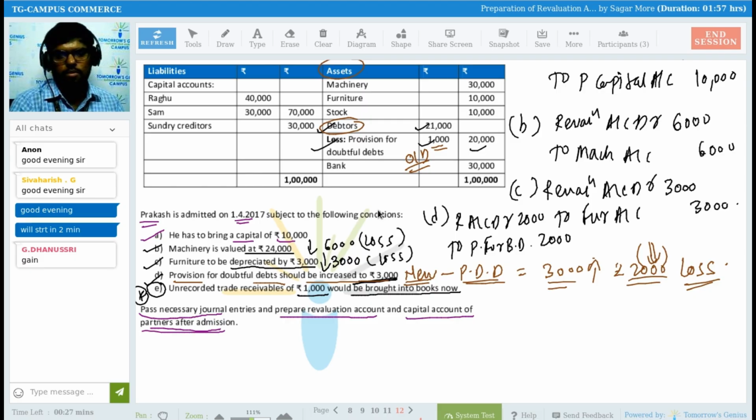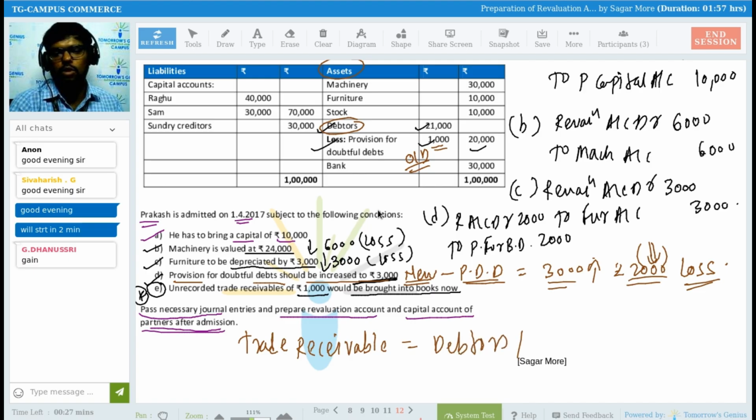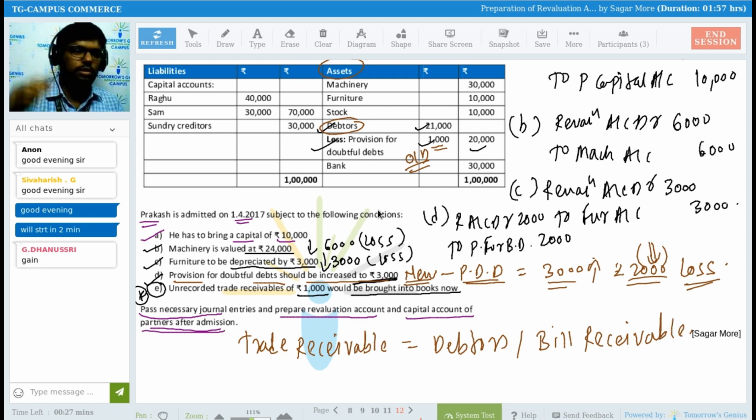Debtors, as now brought into the books of account. Trade receivable means debtors, as well as your bills receivable. Before, it was not in the picture, which means it was not written on the asset side of the balance sheet. Now they are going to record it on the balance sheet asset side, as said by Shivarish.